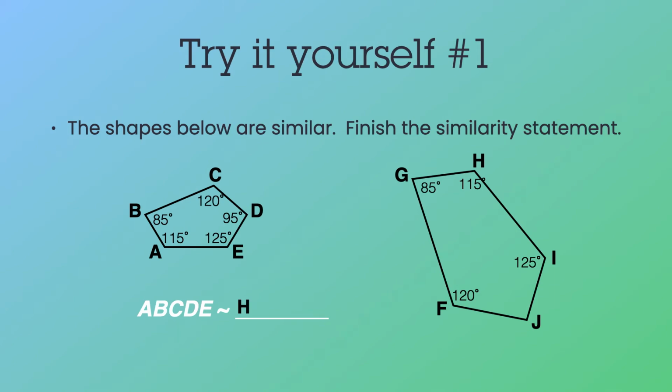So if we start with A, then H is the matching 115-degree angle. B is the next one. B is 85, which means G is our next letter. Then the third one, C, is 120, so we go to F. And if you notice, our letters are going around counterclockwise here. And since the letters in the other one went around in order, these will continue to go in order, and we can finish out our name with J and I.